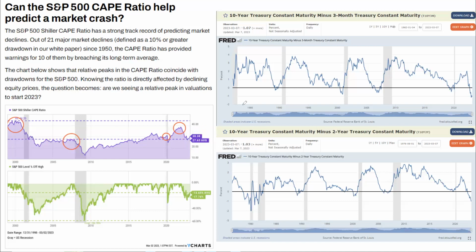Now, something else we have on the chart here is the 10-year 3-month Treasury yield curve, and we also have the 10-year 2-year Treasury yield curve. And you can see that both of these are pretty inverted right now.